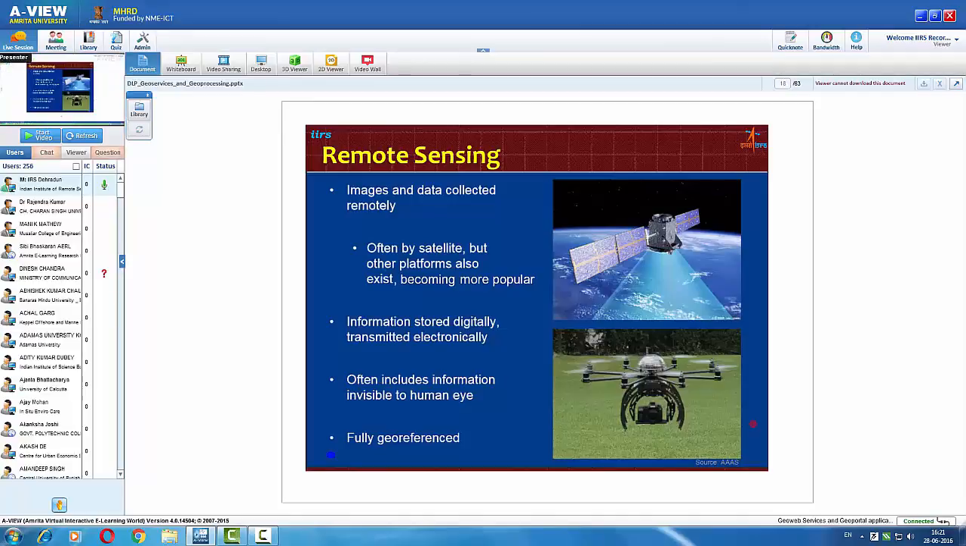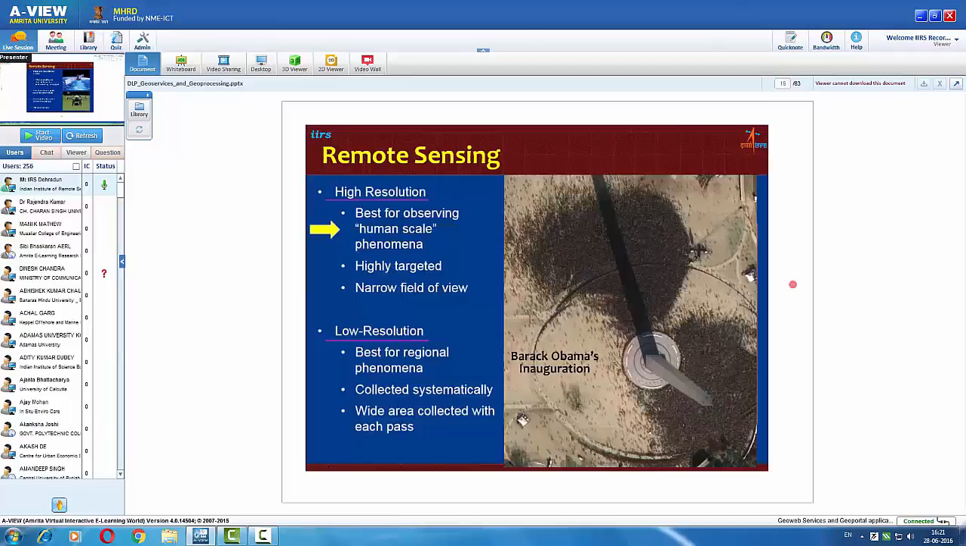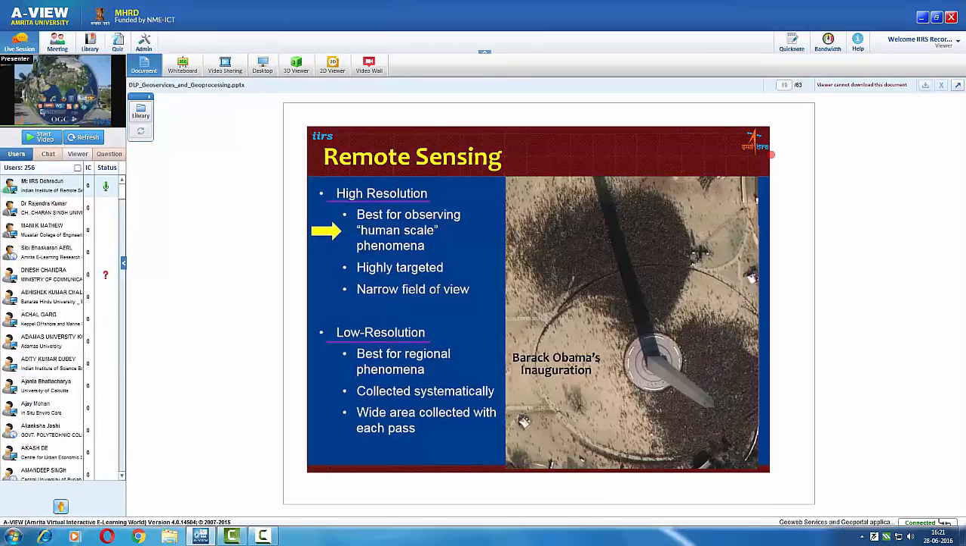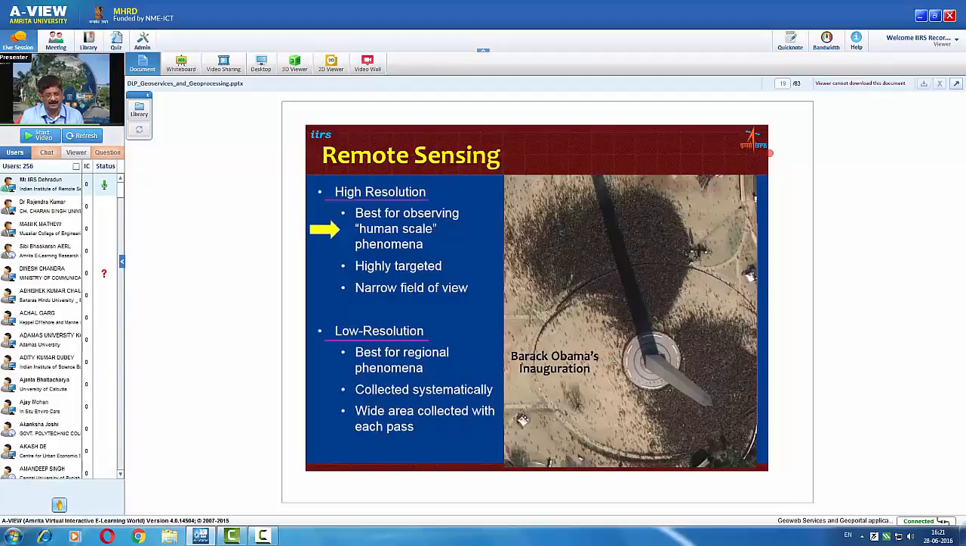All datasets need to be georeferenced for the applications so that the features are identical at all different scales of information. Remote sensing, when you talk about it, can also be done at two different levels. That is high resolution. That means it is best for observing at human scale. As the right image shows here, it is Barack Obama, the president of USA, at his inaugural address.